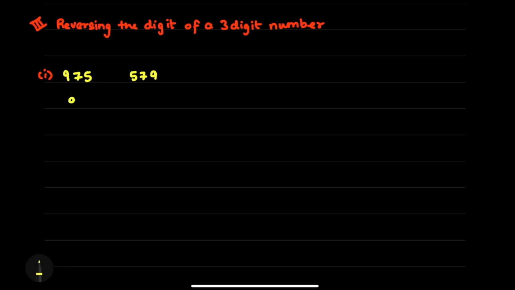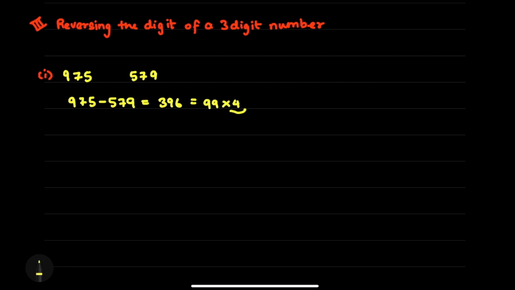Let's take the difference of these two numbers. So 975 minus 579 is equal to 396. Let's see what 396 is divisible by. So we find that it is divisible by 99 and 4.